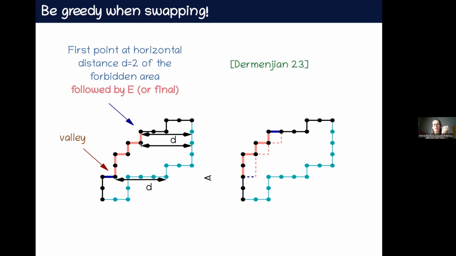Here I have my first point at distance 4, but I don't stop here. This one is also at distance 4, and it is followed by an east step at distance only 3. So I stop here, and I swap this pink path with the blue one, with the blue step.